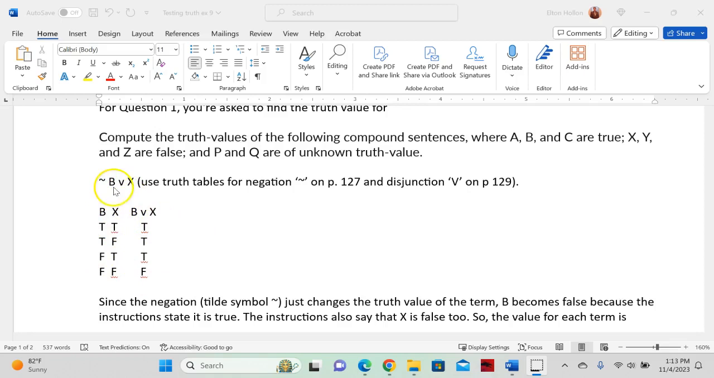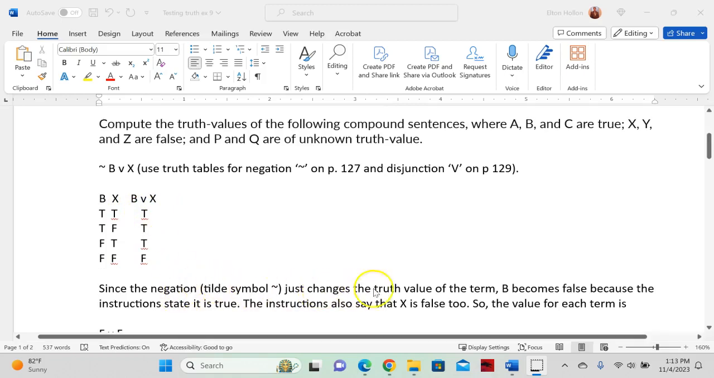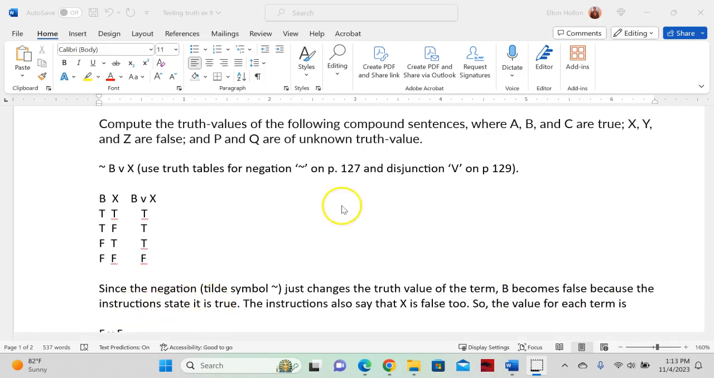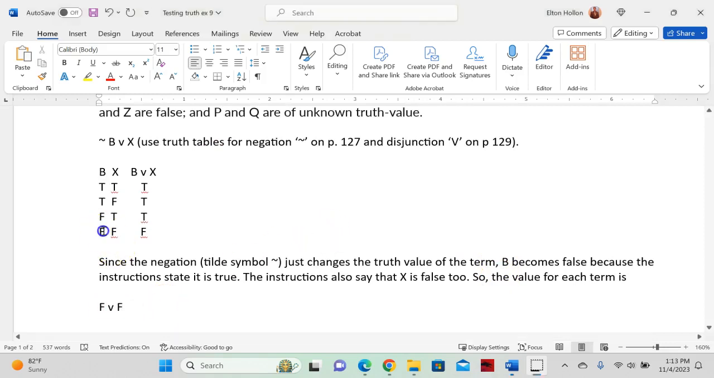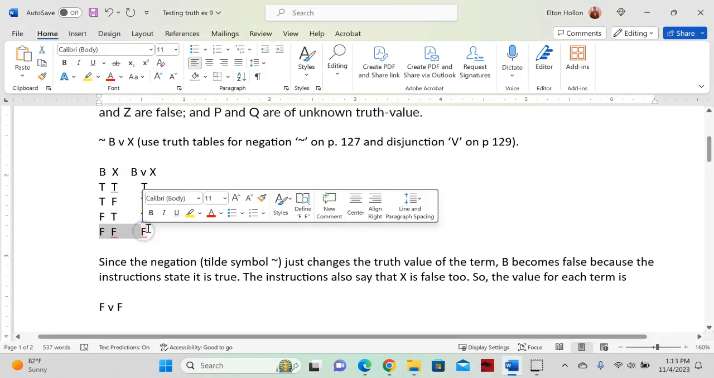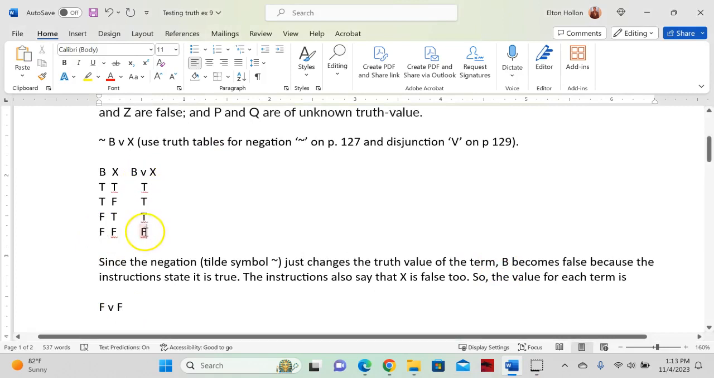And then what you do is you plug in the truth values for the terms, and then you look at the truth value for the whole sentence overall, and that will answer the question for you. Since the negation tilde symbol just changes the truth value of the term, B becomes false because the instructions state that it is true. The instructions also say that X is false too. So the value for each term is false or false, and that takes us to the fourth row here, which tells us that the value is false.